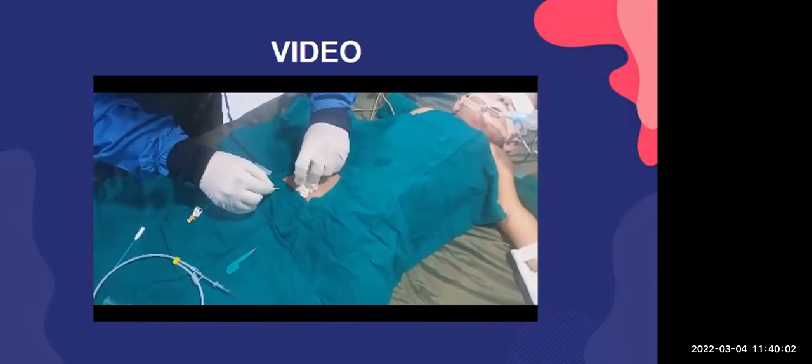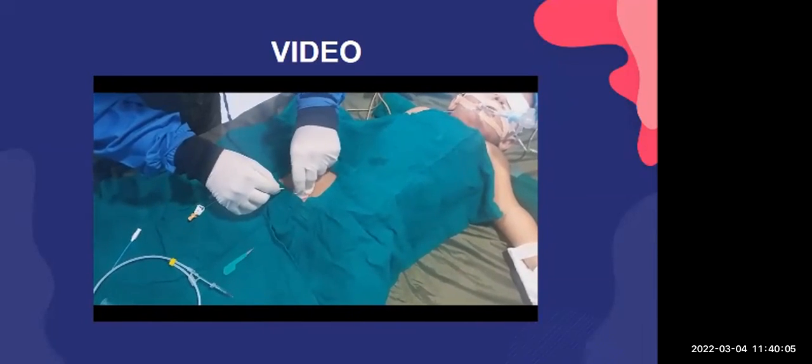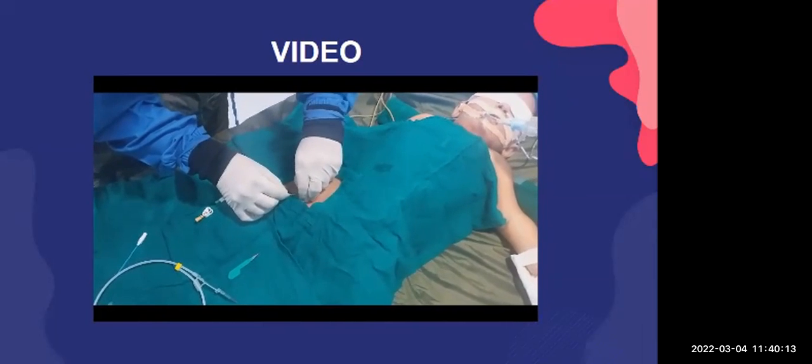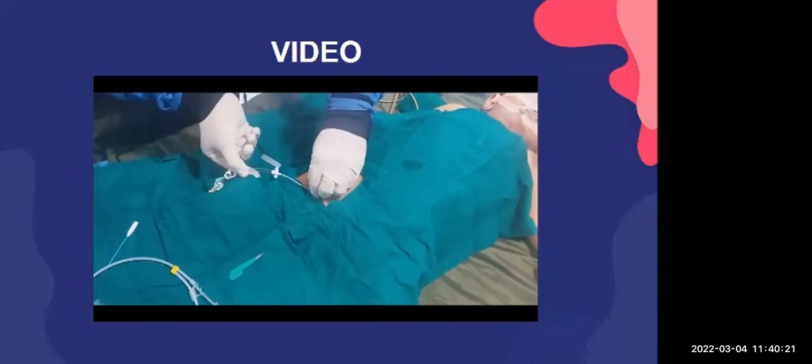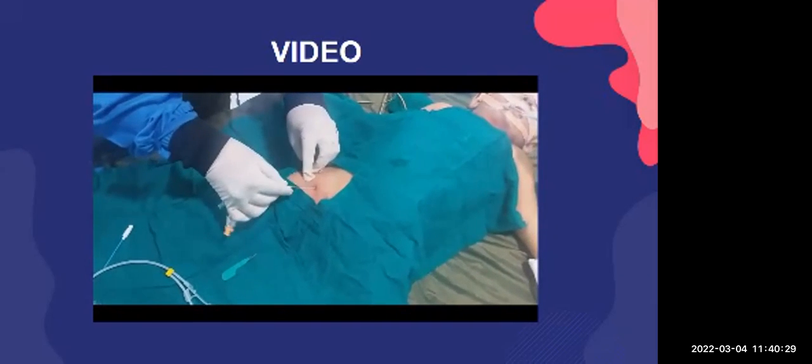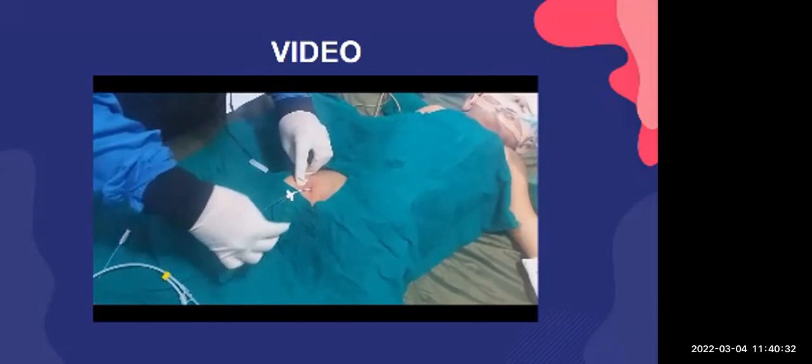So make sure throughout the procedure not to lose the wire into the patient, or kinking or fracturing the guide wire. Okay. And then he removed the guide wire.